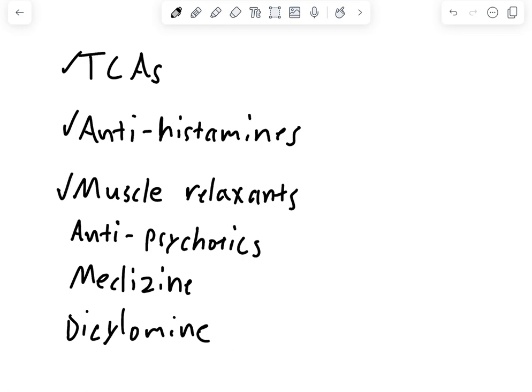And antipsychotics, this is going to be your chlorpromazine, olanzapine, and clozapine. Then a couple other bonus medications are going to be meclizine and then dicyclomine as well. So just keep these in the back of your mind as potential causes of anticholinergic toxidrome. If you have a patient that takes a lot of medications, just consider these different classes.